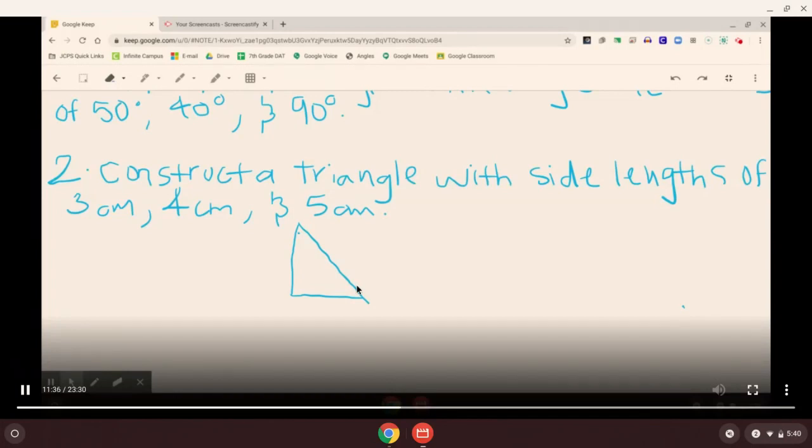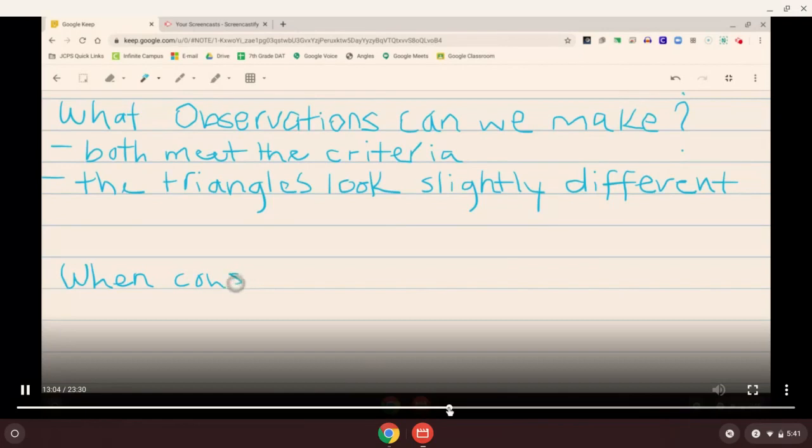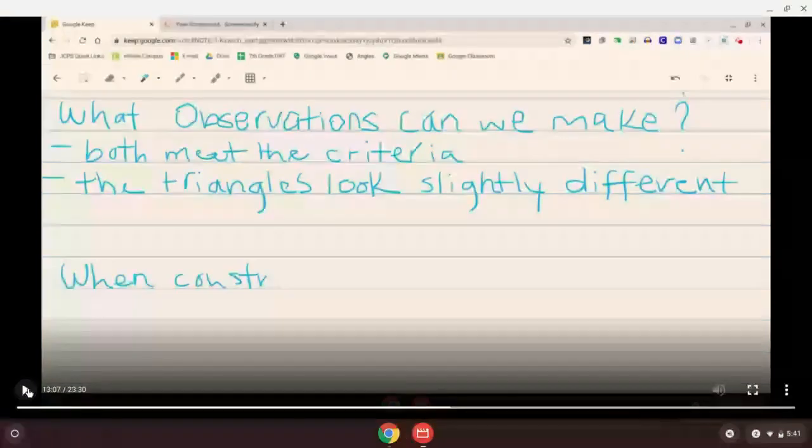So I went through, did step 1, 2 is not needed, and then I did 3 and 4. So we are now moving on to what observations we can make. So when we are comparing these two triangles here that we just drew, you have them on your paper. We wrote them on a protractor. But what observation can we make between the two of those angles and triangles?